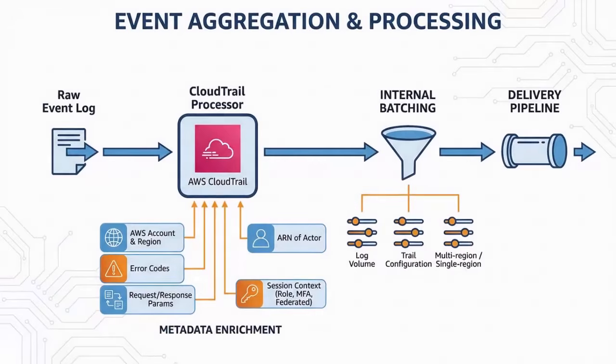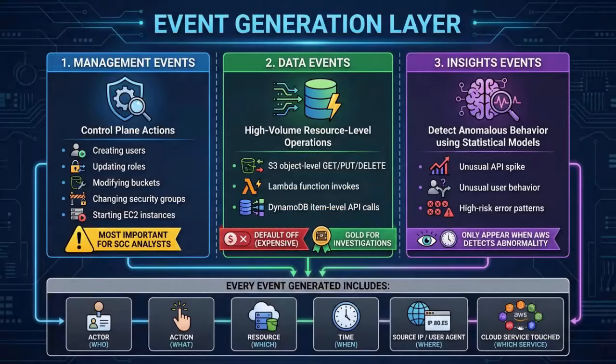Event generation layer. This is the first layer where CloudTrail captures the raw activity. AWS generates 3 types of events. First, the management events. In the management events, we see the control plane actions, such as creating users, updating roles, modifying buckets, changing security groups, starting EC2 instances. These are the most important for us as SOC analysts.